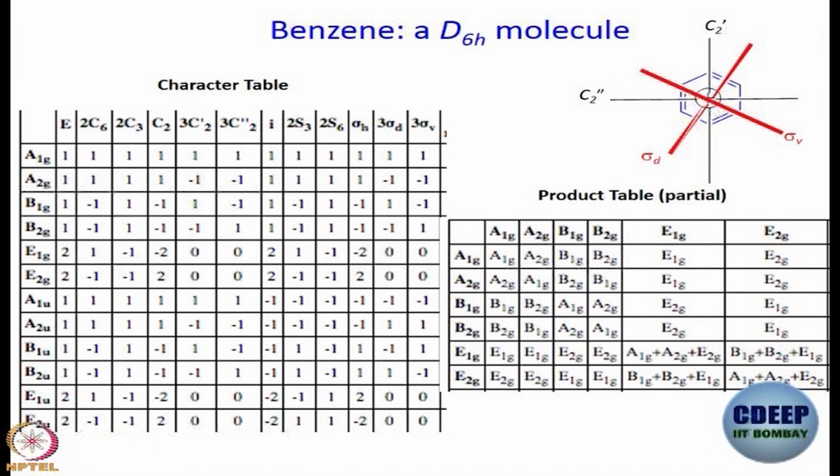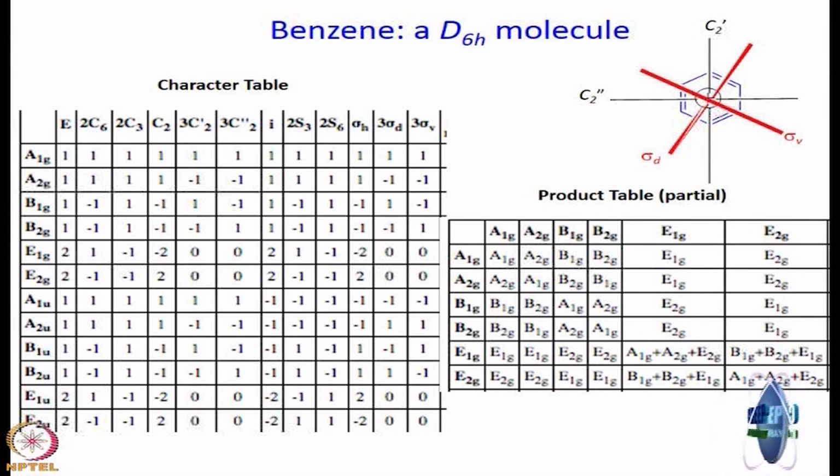Center of inversion is very easy to understand. Then S3 is also very easy to understand, I hope. C6 axis doubles as S3 axis as well. S6 same thing. Sigma H is the plane of the molecule, horizontal plane of symmetry. Sigma D and sigma V, once again matter of convention. Sigma D is the plane that goes through the center of the bonds, and sigma V goes through the atoms. Okay. In some cases, just exactly opposite convention is followed, but the convention we have followed is this, and this is how you get this character table.